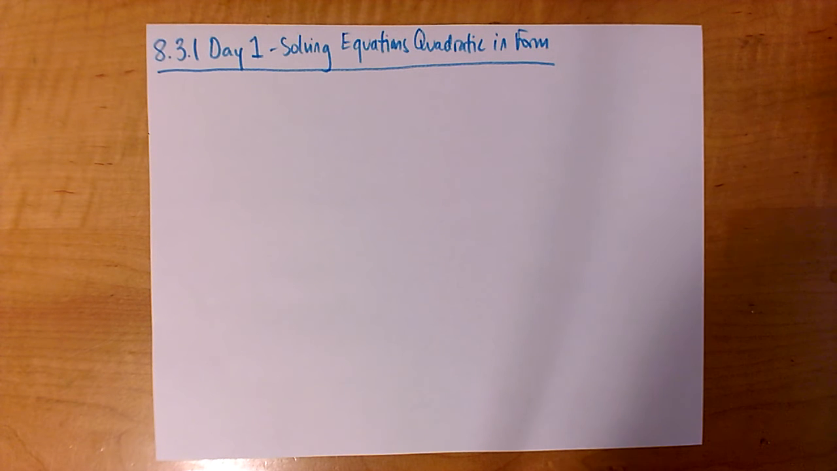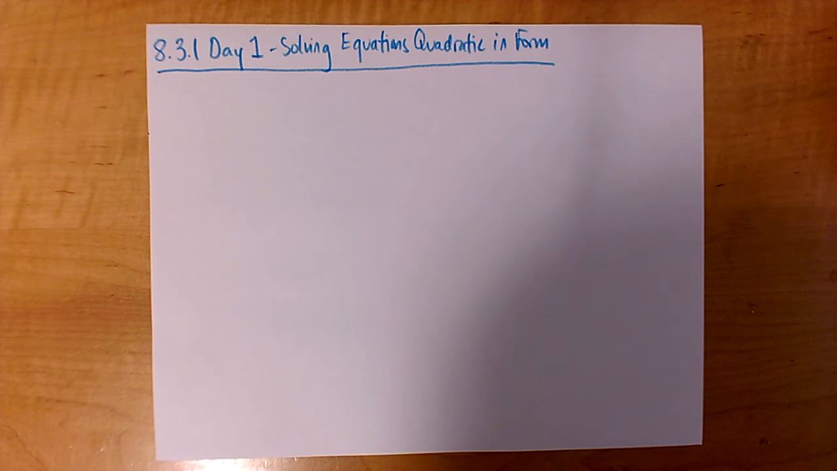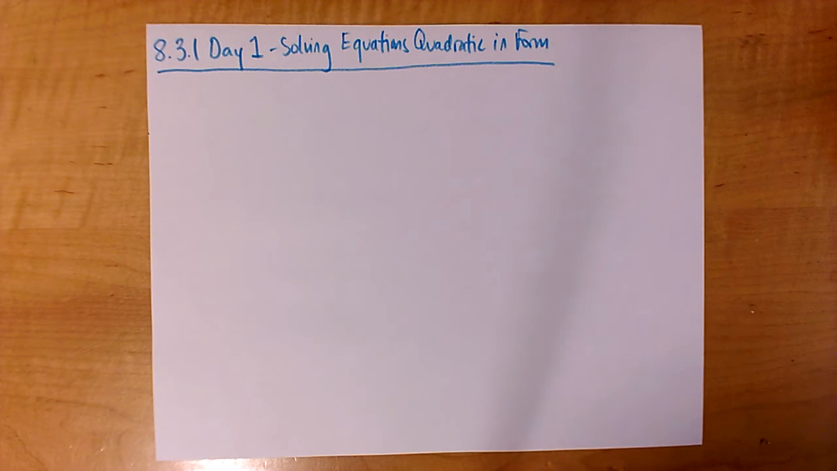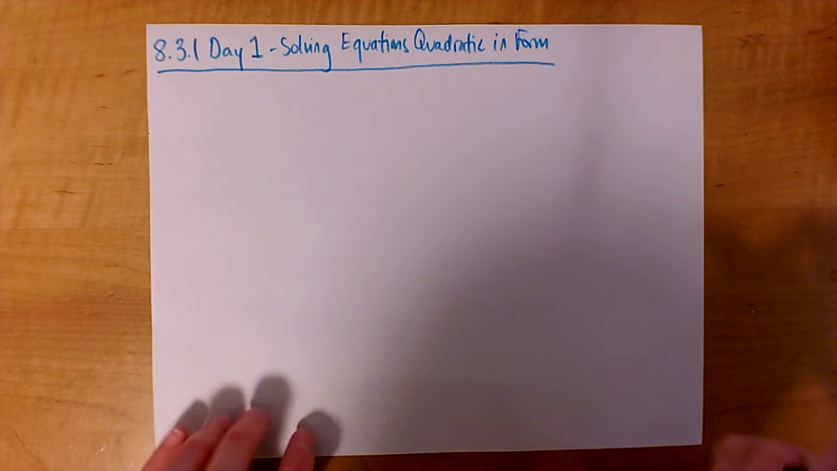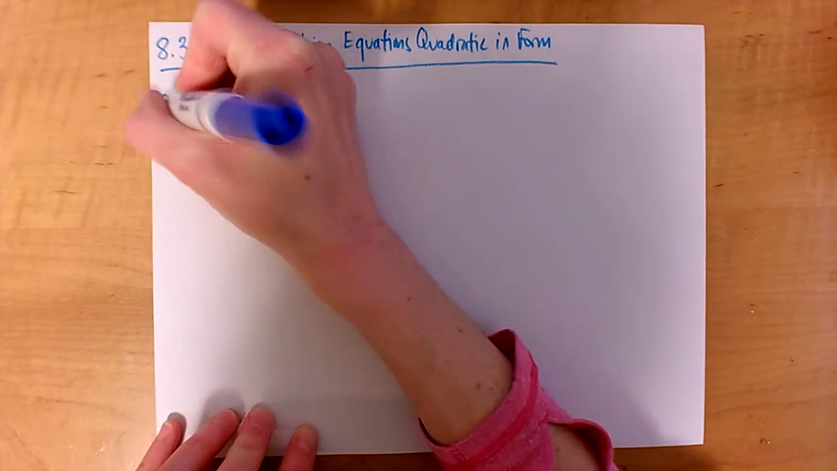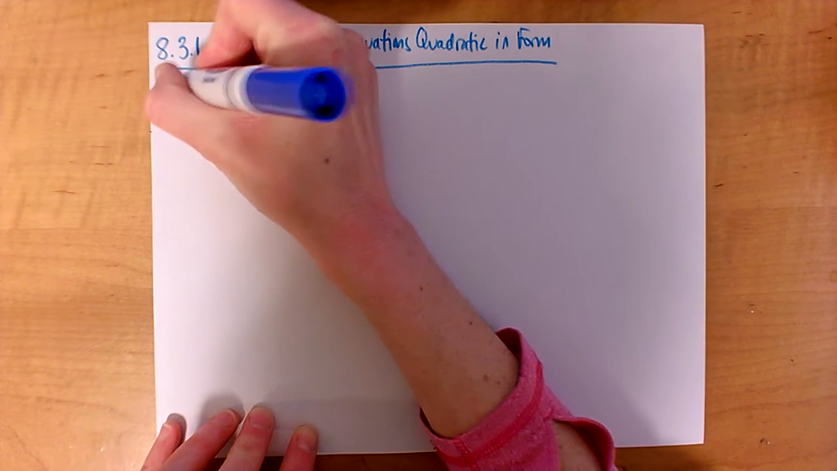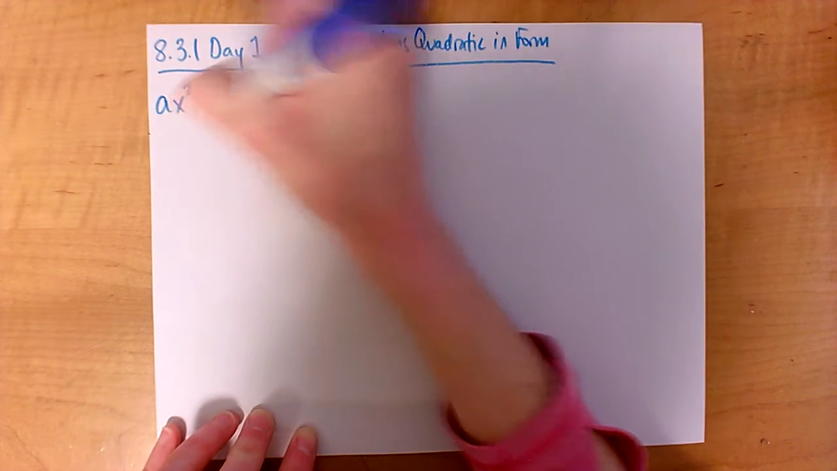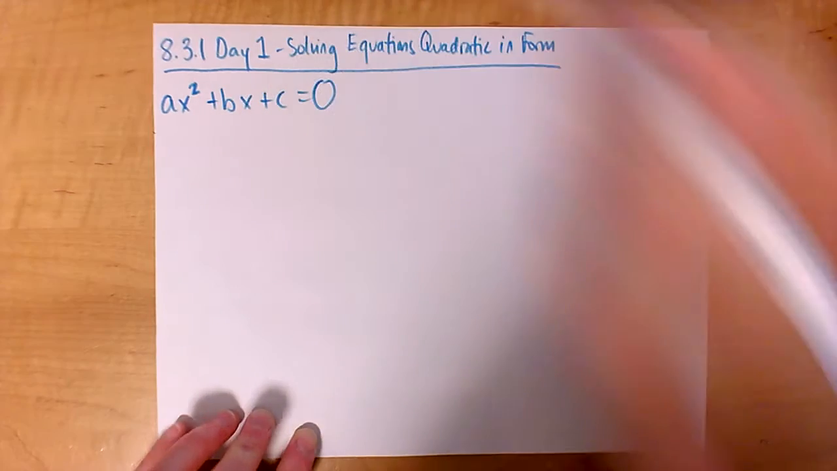This is 8.3.1, which is solving equations that are quadratic in form. So this is the first day of it. We'll get some more practice tomorrow. The whole point of this is to solve an equation that is quadratic in form, and by that we mean it looks quadratic. A typical quadratic equation is ax squared plus bx plus c equals 0.